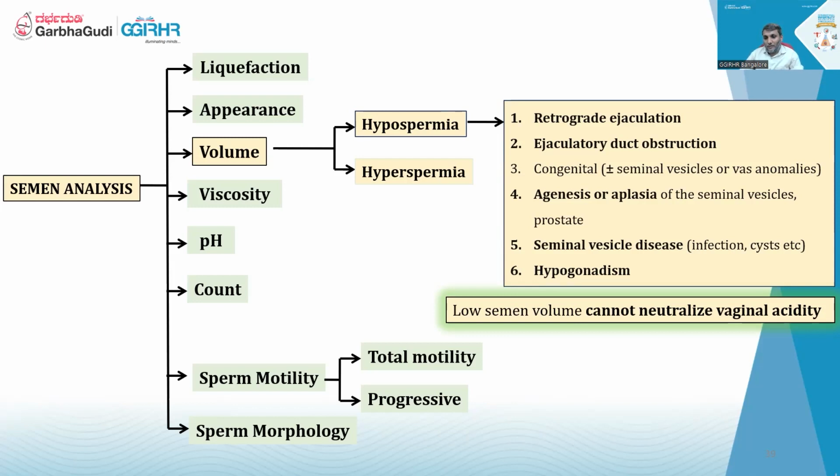So low volume, what happens? See, you know that the vagina is acidic in nature. Low volume can kill all the sperms in the vagina. Okay, and no sperms may enter the cervix, and then later go to the fallopian tube and fertilize. So low volume is a problem for male fertility. You can label him as infertile.